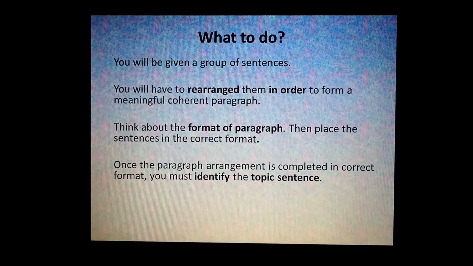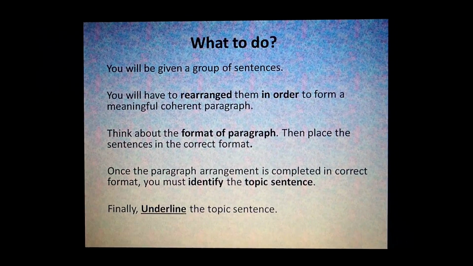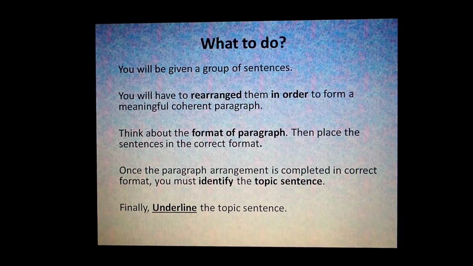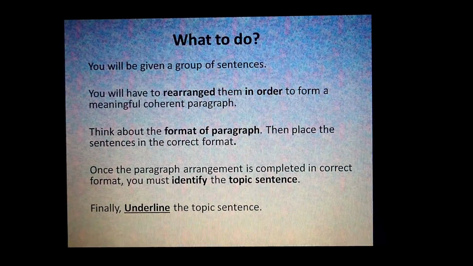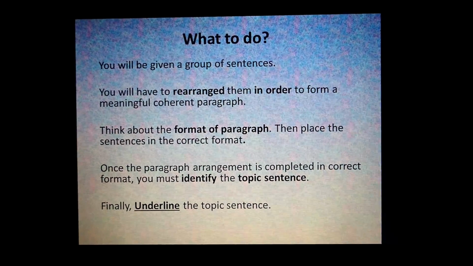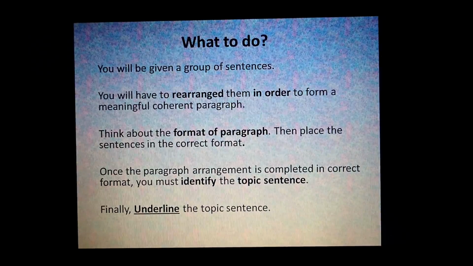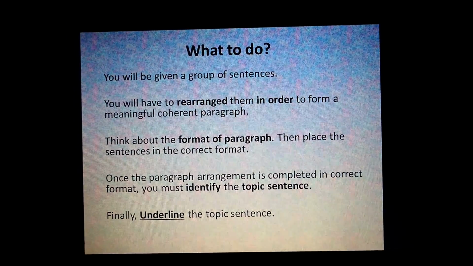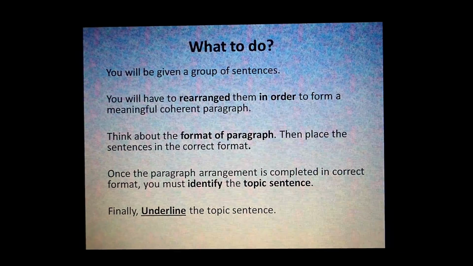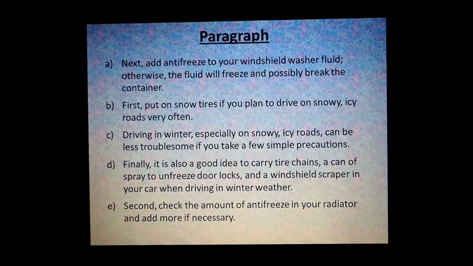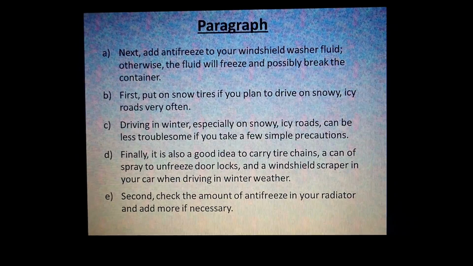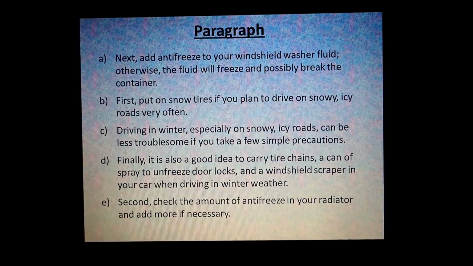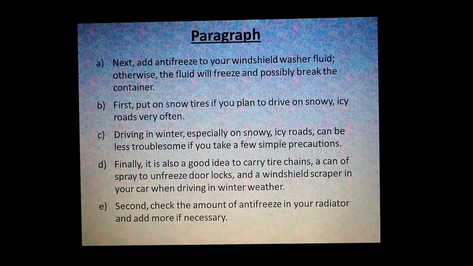Then you have to identify the topic sentence, and finally underline the topic sentence so that we understand that you really know which one is the topic sentence. So you rearrange the scrambled sentences I've given you, write them in the form of a paragraph, and then underline the topic sentence after identifying it, right? This is the first exercise, and there are 5 sentences, marked A, B, C, D, E. But if you look at the sentences, they're not in correct order.